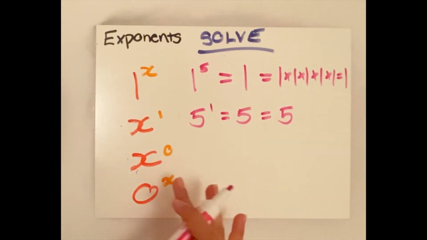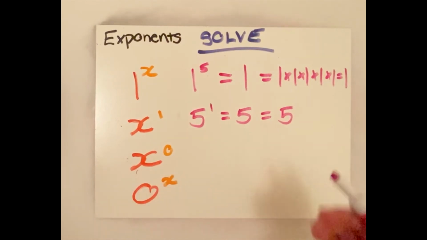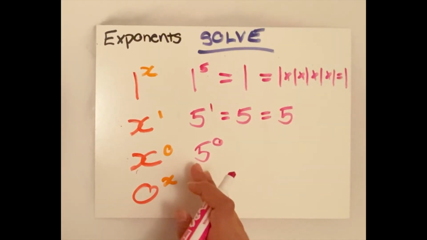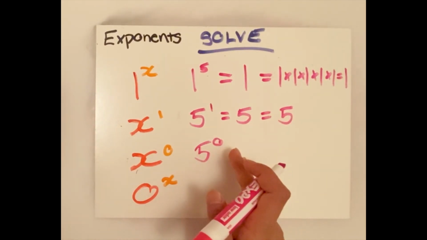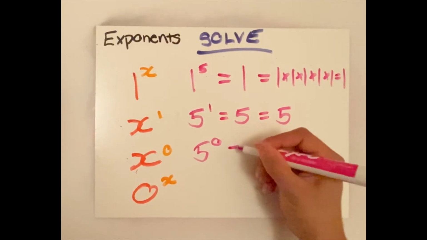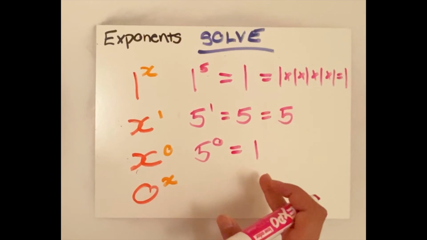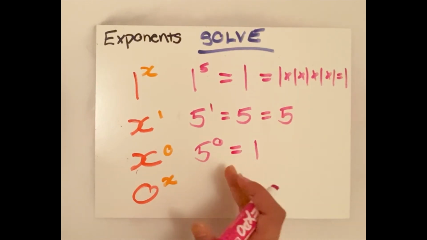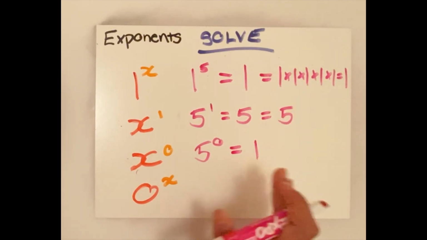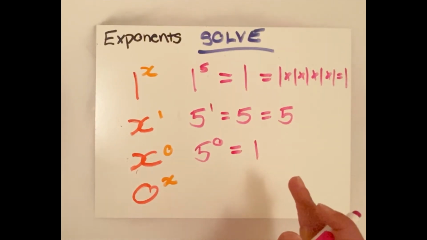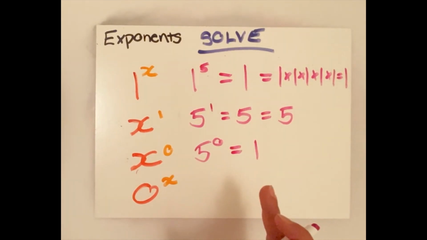Now, x to the power of 0. Let's go with 5 to the power of 0. Anytime any base is to the power of 0, the answer is always 1. At first, this is going to seem a bit weird. 5 to the power of 0 equals 1. Don't try to write this in expanded form; it's not going to work here. But in the next video, I will be exploring why any number to the power of 0 is equal to 1.